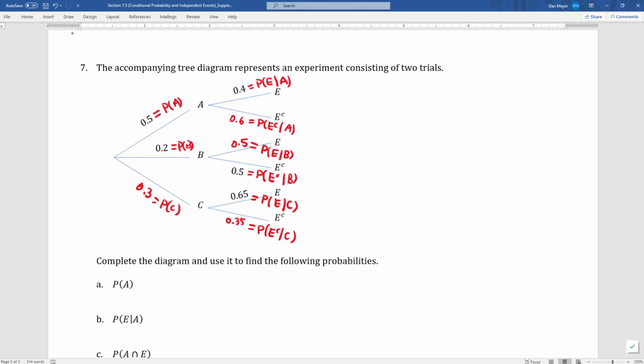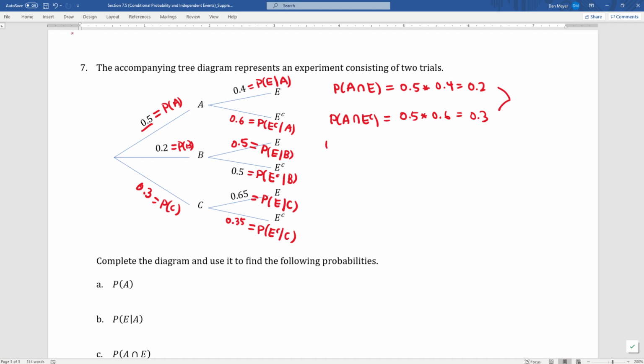We could also find the probability of A and E by multiplying down the line. This is really our product rule here. When we multiply down the branch, we're using our product rule to get it done. 0.5 times 0.4 gives us 0.2. The probability of A and E complement is 0.5 times 0.6, which gives 0.3. Notice that these two numbers here add up to 0.5. That's a thing.